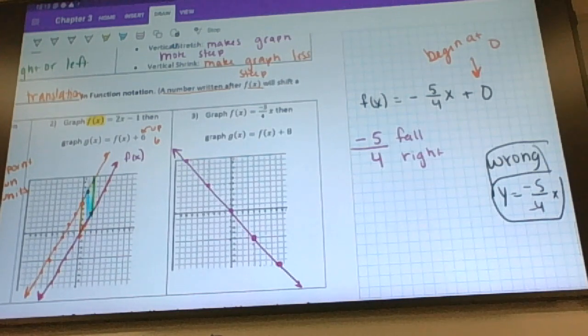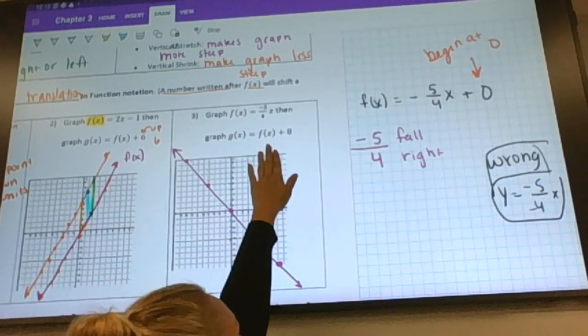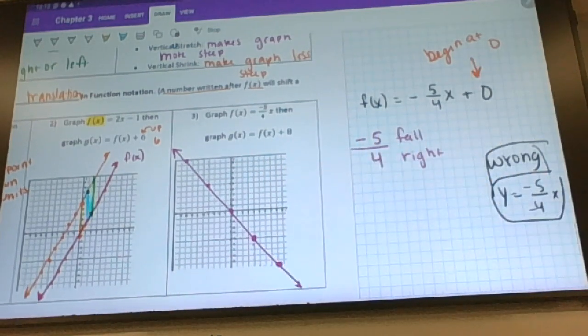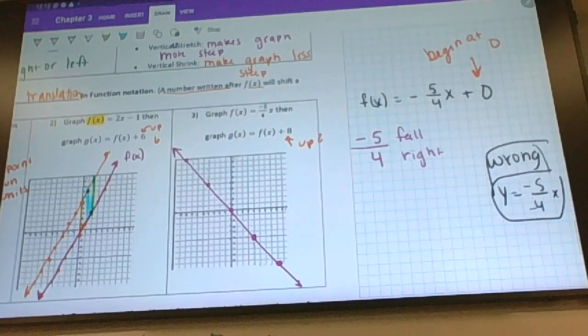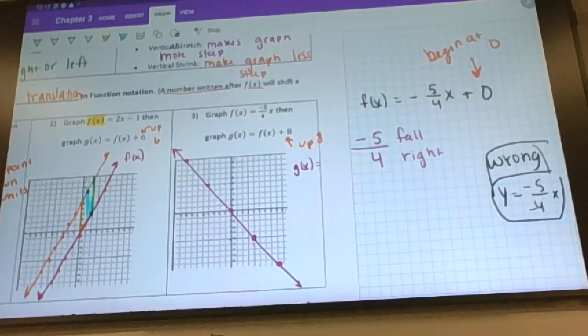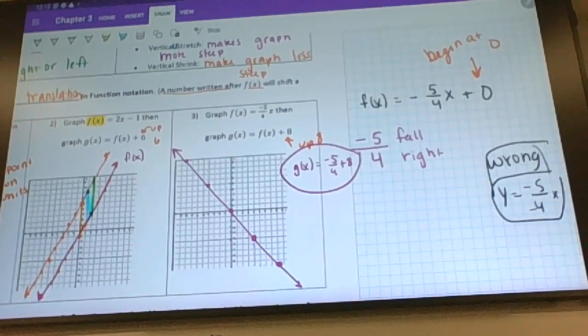Okay, the plus 8. So now this says we're supposed to shift f of x up 8. So my new function would be g of x is negative 5 over 4 x plus 8. So now you start up at 8 and you follow the same slope. Fall 5, run 4.